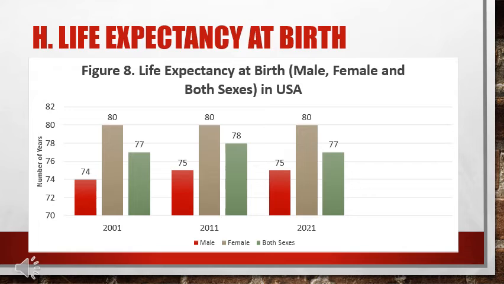So this figure illustrates that from 2001 to 2021, the life expectancy at birth in females remained the same in the last 3 decades. In males, after an increase in 2001 to 2011, it remains unchanged from 2011 to 2021. Lastly, in both sexes, after an increase in 2001 to 2011, it decreased in 2011 to 2021.